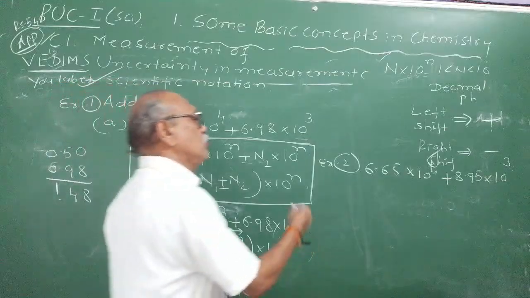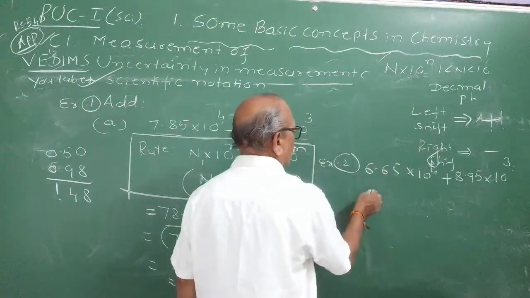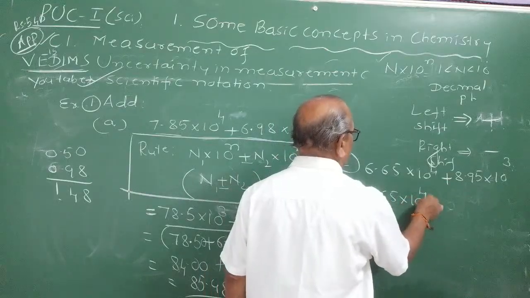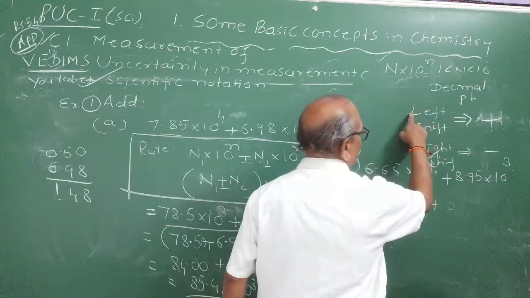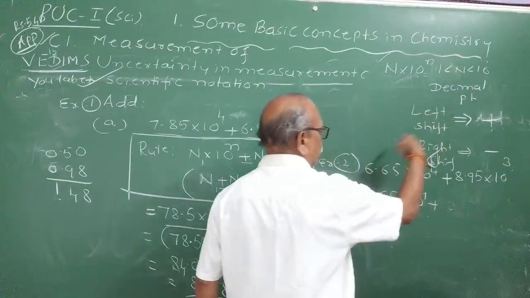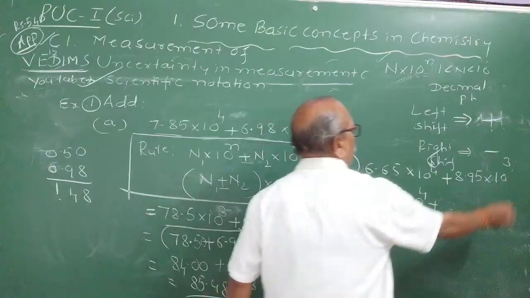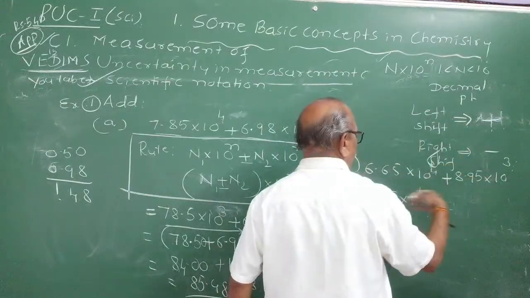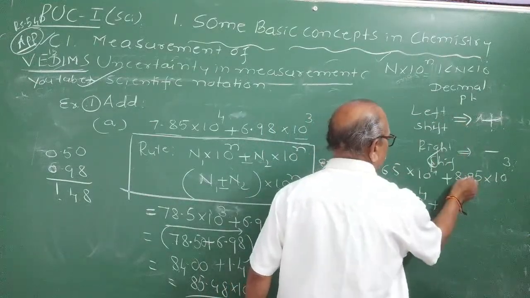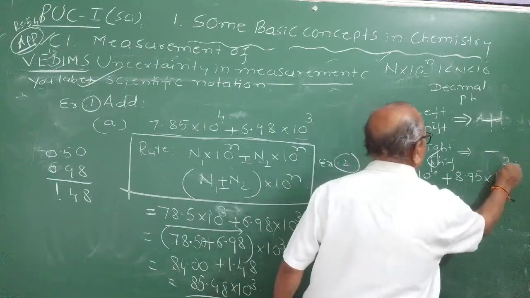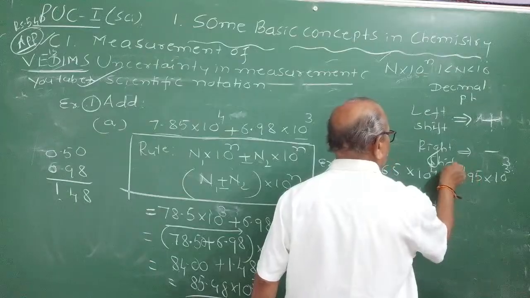Observe, this time we will make it as 10 raised to 4. Let us observe 6.65 into 10 raised to 4. Have the trick fixed in your mind: left shift add, right shift subtract. Now to make it 4, you have to add 1 to the 3, so you have to shift the decimal point to the left.